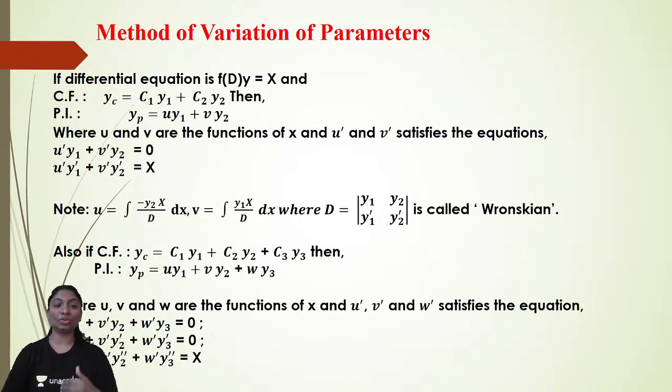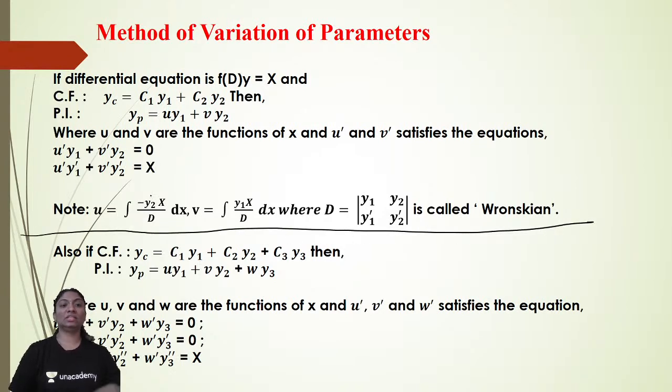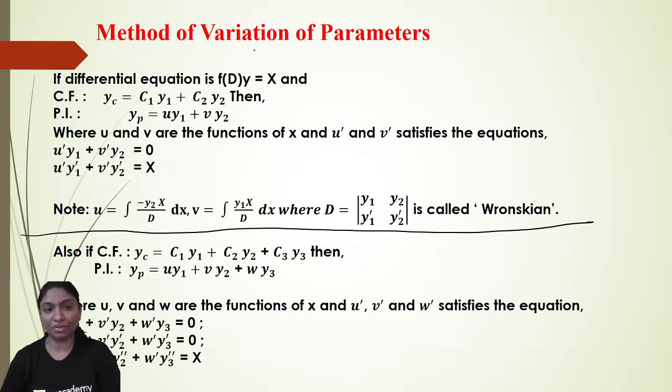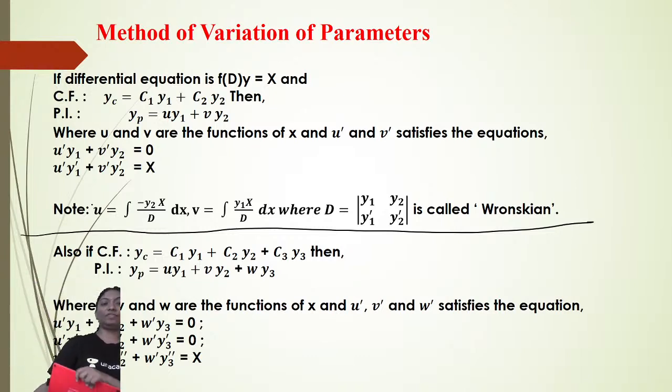Okay, now this step is only for the differential equation of order 2. When we are getting c1y1 and c2y2, if the order of the differential equation is 2, then at that time we can find yp by using yp equals uy1 plus vy2.